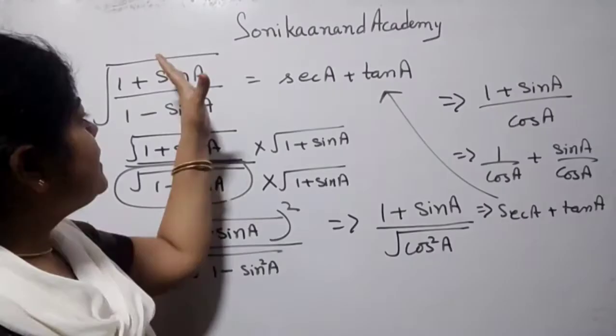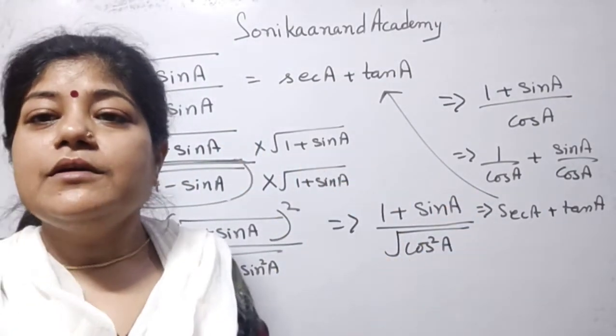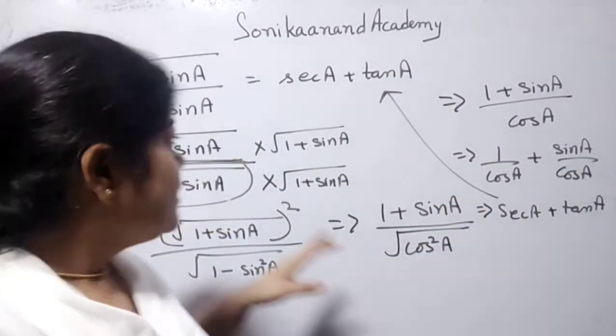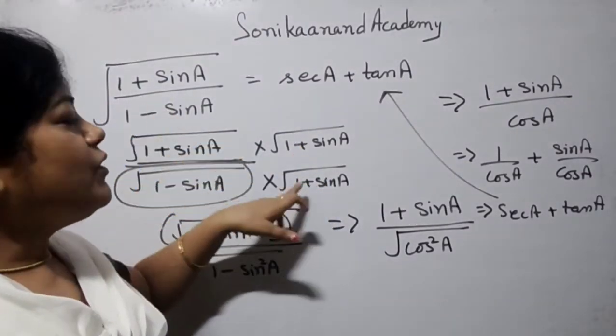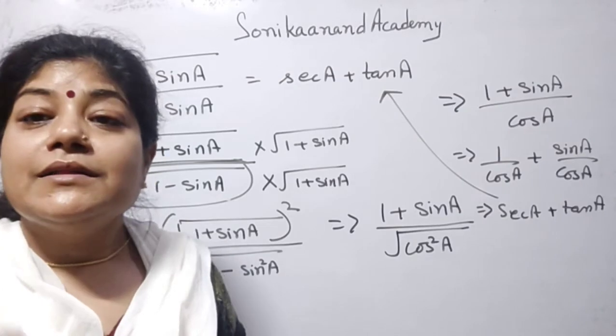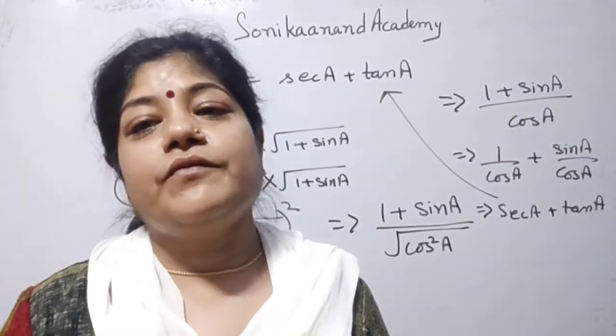Okay. So when there is an under root type of question, rationalize the denominator, and in order to rationalize, if there is minus, you have to multiply with plus. If there is plus, you have to multiply with minus. The sign which is in the denominator, you take the reverse of that sign.